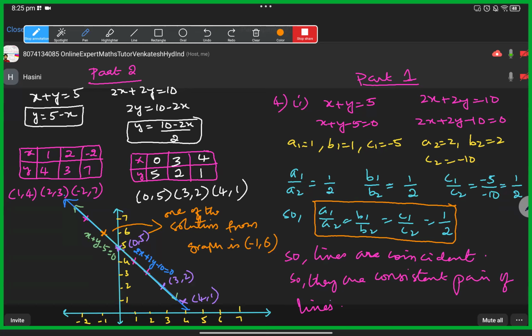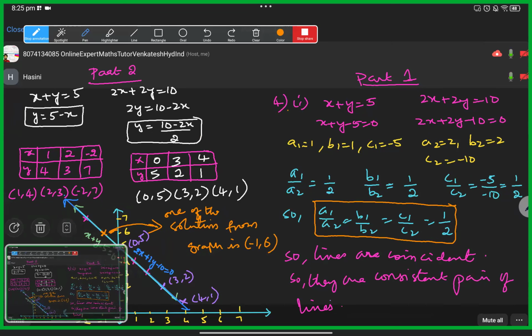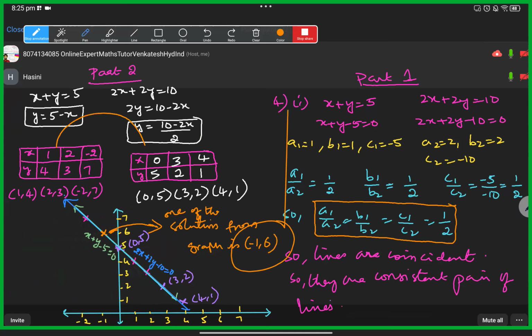Minus 1, 6, Hasni. Any doubt? No, sir. Like that, there are many solutions. Every point that lies on those lines will be a solution, because they are coincident lines. I just wrote one of them from the graph, because (-1, 6) I didn't find out mathematically. From the graph I wrote it. If you keep x as -1, you'll get y as 6 only, if you do it mathematically also.